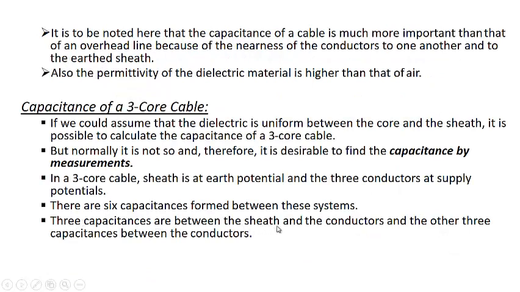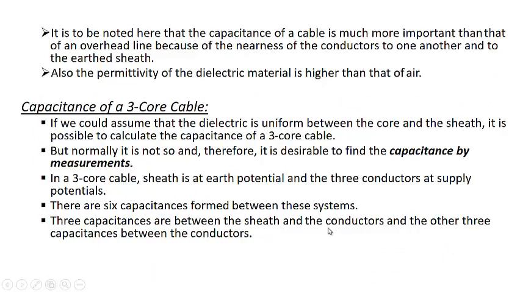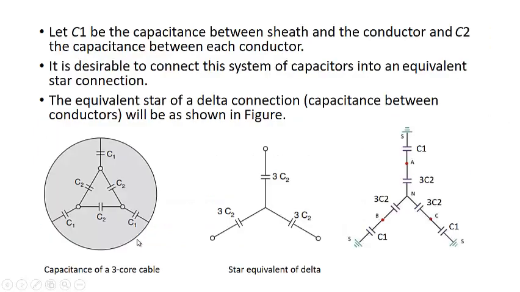3 capacitors are between the sheath and the conductor, that is C1, and other 3 capacitors between the conductors, that is C2. You can see between the conductors. So we call this capacitance between conductor and sheath to be C1, and capacitance between the conductors to be C2.